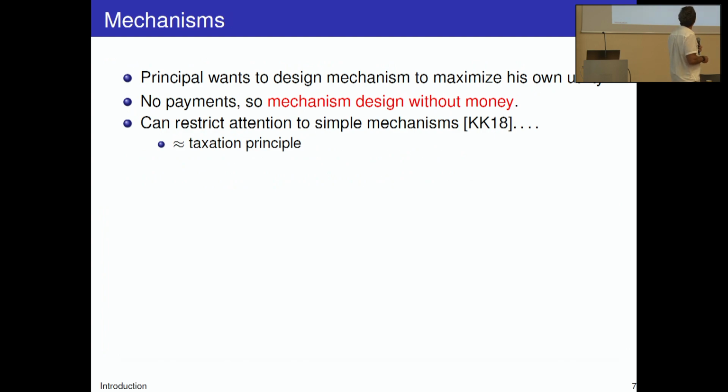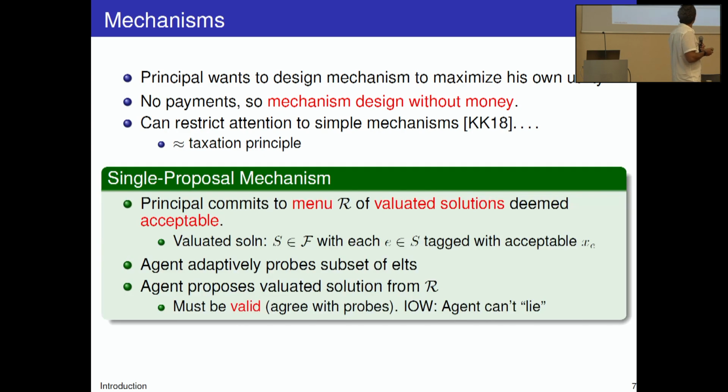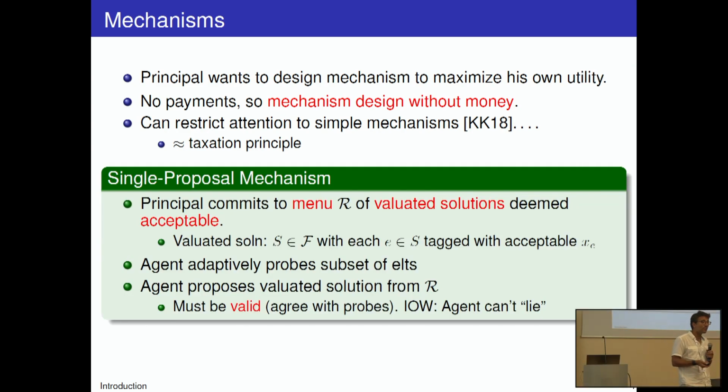Okay, so the principal wants to design a mechanism to maximize his own utility. I'm going to assume no payments, so this is a mechanism design problem without money. And it turns out by taxation principle style arguments, you can restrict yourself to very simple mechanisms. Those are single proposal mechanisms. And again, the proof is by taxation principle.